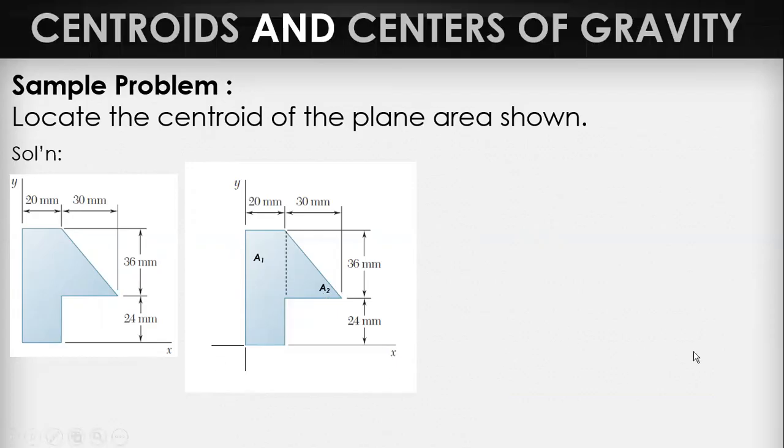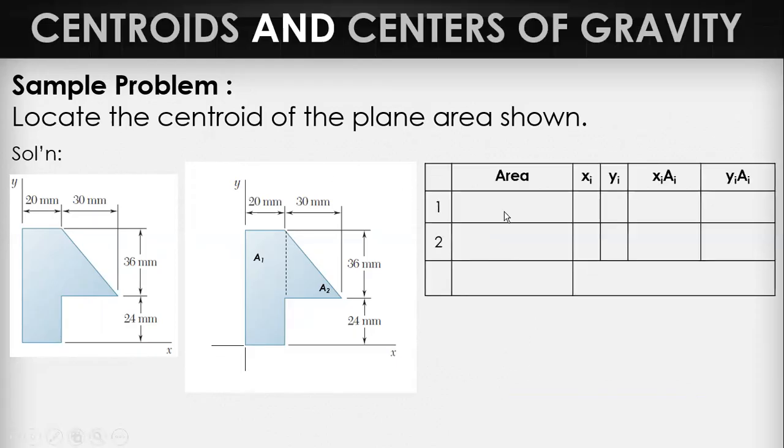Now, para systematic ang solution, let's construct a table. Okay, so the table, ang first column will be for the number of elements, and the next is area, and then x distance, y distance, and then this one is product sa x distance and area, and then this one product sa y distance and area. Take note, all distances must be referred sa coordinate axis.